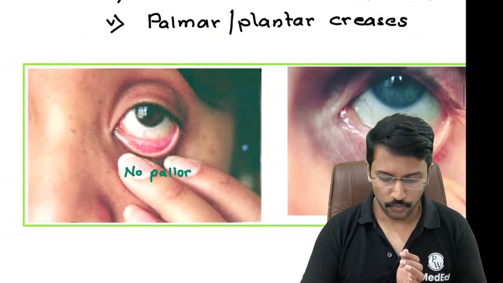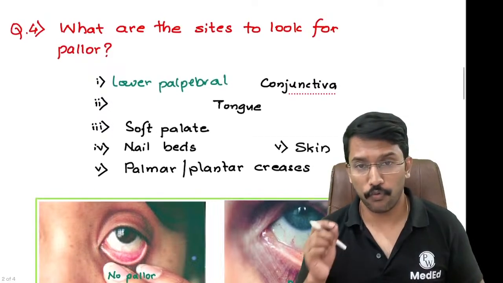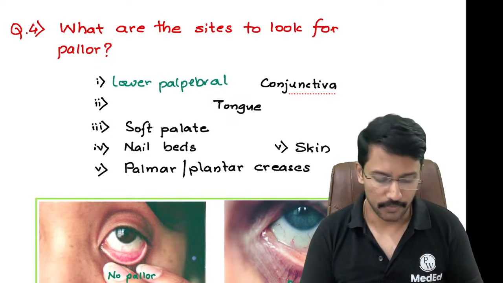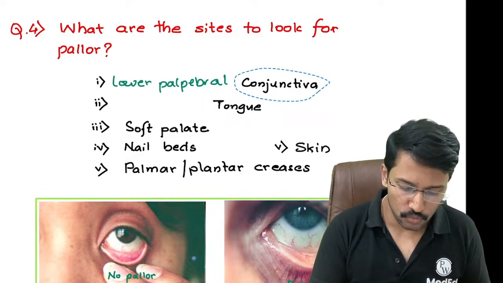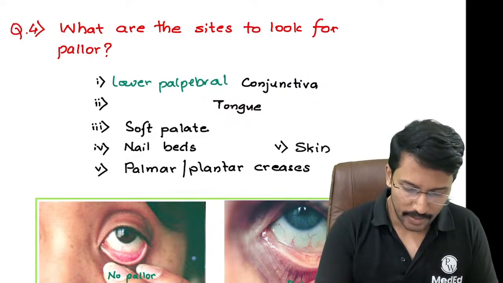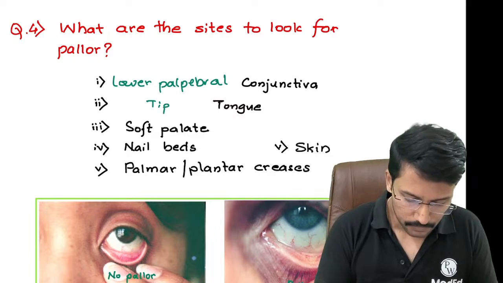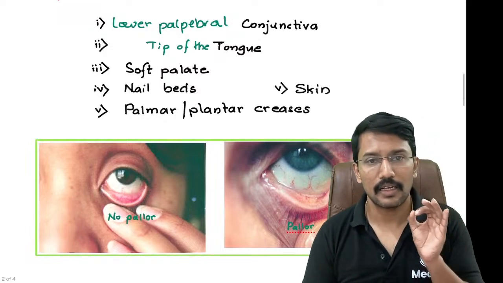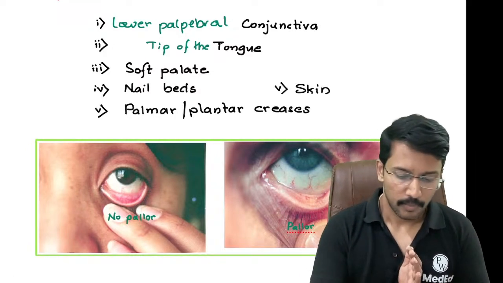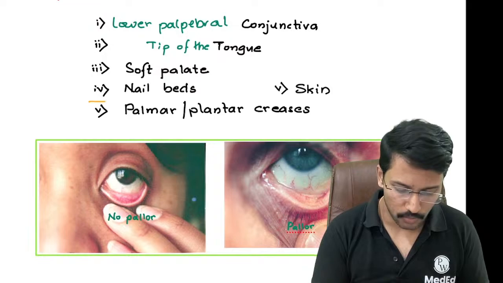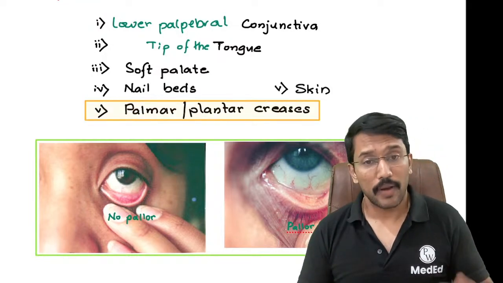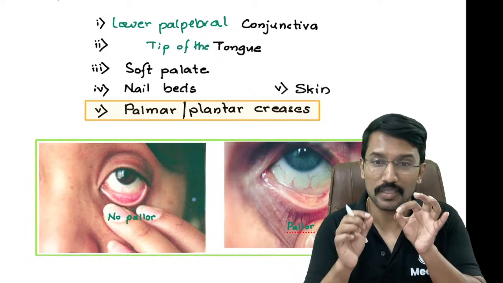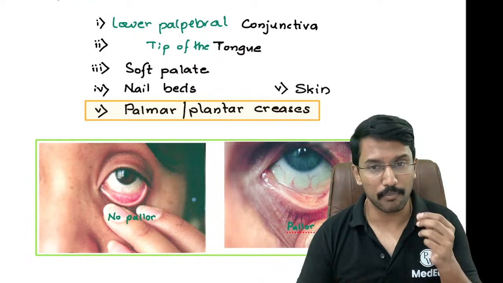Clear? Okay. So now we know where to look for the pallor and how to identify the presence of pallor in the lower palpebral conjunctiva. Now what other sites can we use for looking for pallor? We can also look at the tip of the tongue, the soft palate, nail beds, skin, palmar and plantar creases. Palmar and plantar creases are particularly important because when they become pale, it also tells you that hemoglobin is below a certain number. Can anybody comment and tell me what number I am referring to?